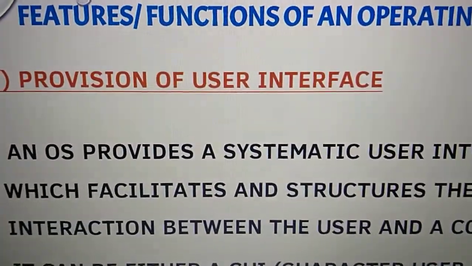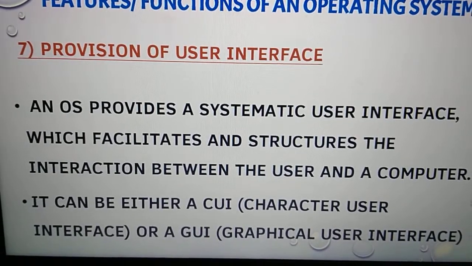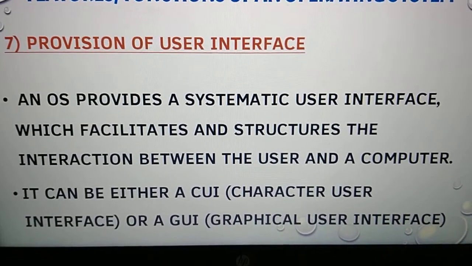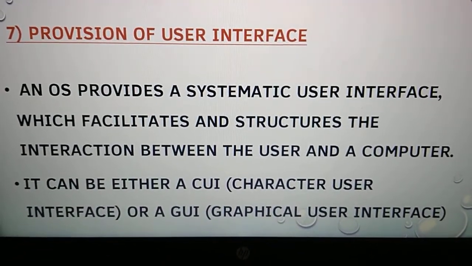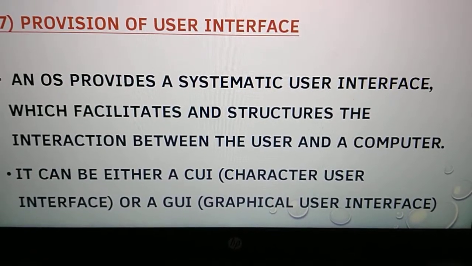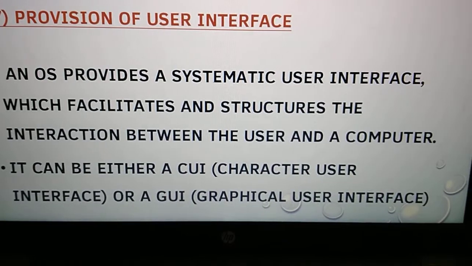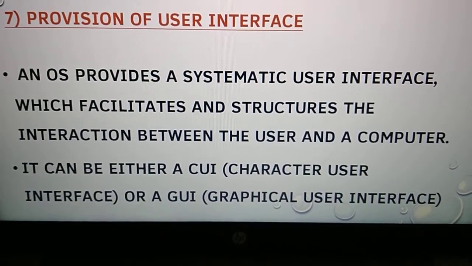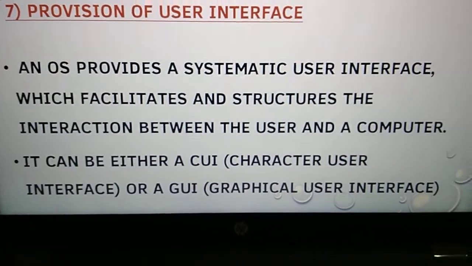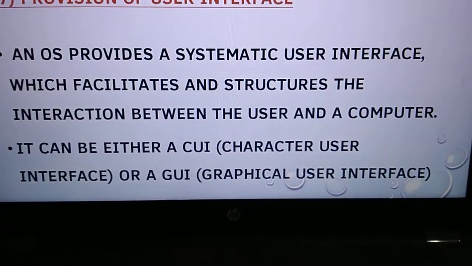Seventh one is provision of user interface. An OS provides a systematic user interface which facilitates and structures the interaction between a user and a computer. We have already discussed that a user cannot directly talk to a computer and a computer cannot directly talk to the user. So we need a mediator in between. An operating system acts as a user interface, meaning the medium to communicate with a computer. It is done through two interfaces.